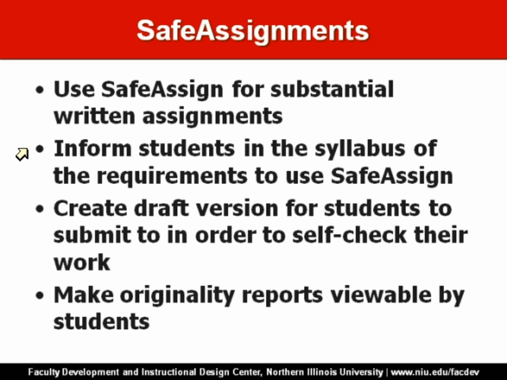So it's not a surprise that their work is going to be checked as part of turning it in. You can set up, and I recommend this, a draft version of the SafeAssign to submit to in advance to self-check their work. Sometimes the students just don't know how to properly cite something, or they forget to put a citation in. And you can set up a draft version of that assignment that students can submit their work to. They can get that originality report back, and in doing so, they can see before they submit it for real to be graded if they have in fact missed a citation or something to that effect.